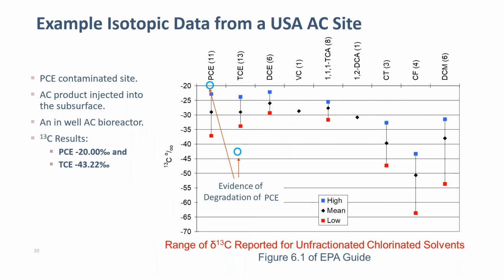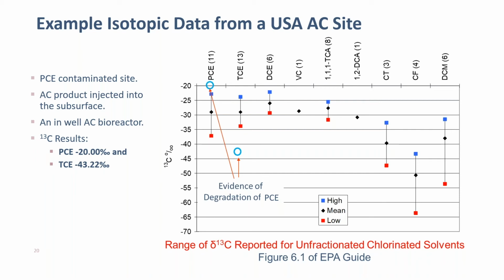So this slide shows some example carbon-13 PCE degradation data from a site where activated carbon was injected into the subsurface, and also there was an activated carbon in-well bioreactor operating. So the del of the PCE was minus 20 per mil, and the del of the TCE was minus 43.22 per mil. And when I first saw this, I'm like, wow, this is really kind of cool data. And I didn't know really where it had come from, or what the story was behind it.